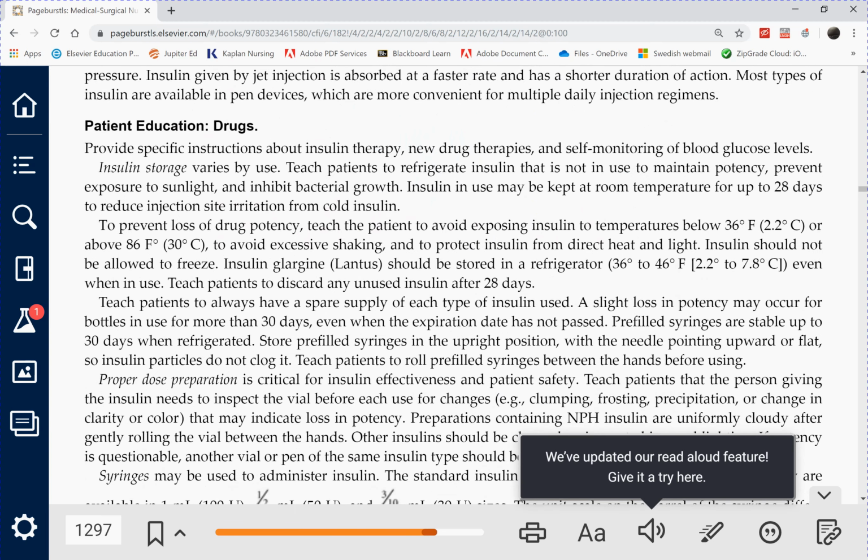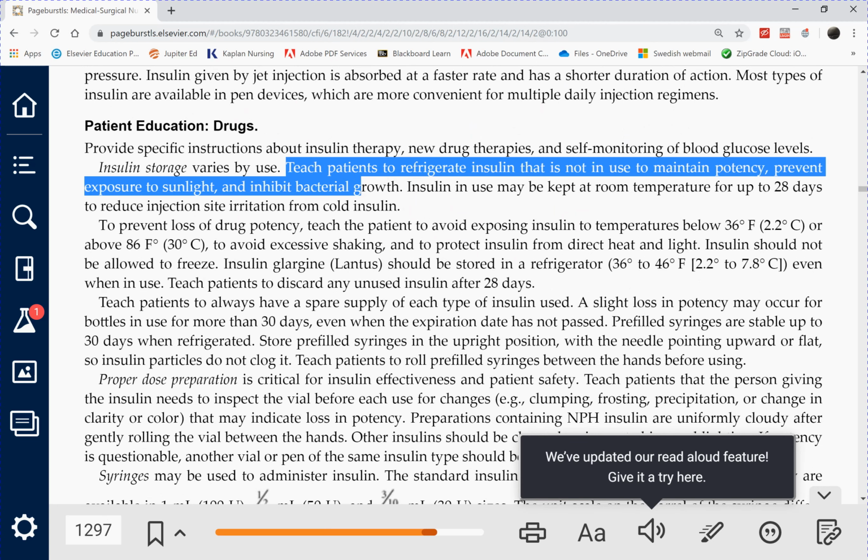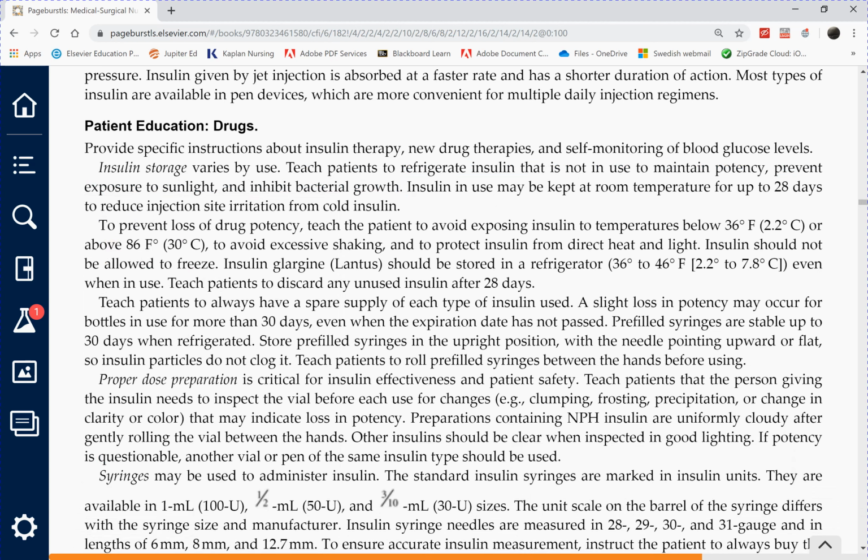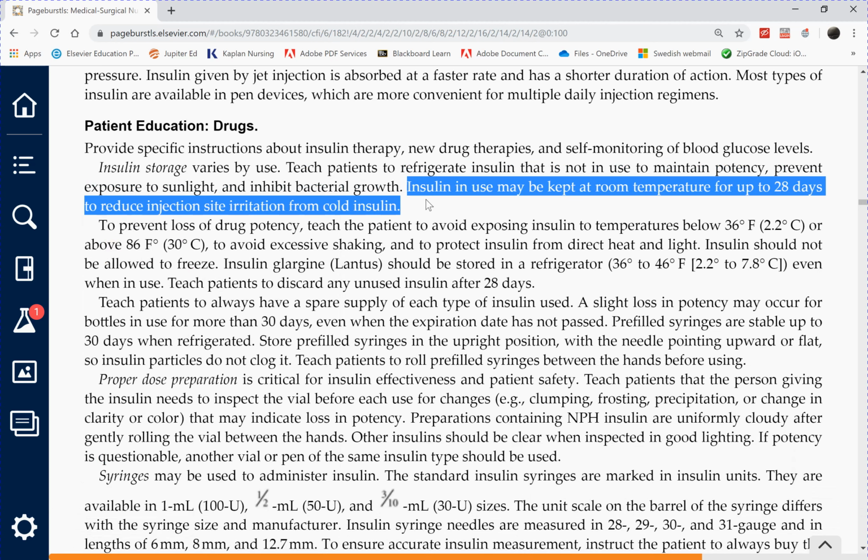Okay, storage of insulin. There are rules here. If the insulin is not in use, it should be refrigerated. Okay, so we teach the patient to refrigerate insulin that is not in use, meaning the vial hasn't been opened yet. However, if you've already used the insulin, meaning the vial has already been opened, it should be kept at room temperature up to 28 days.